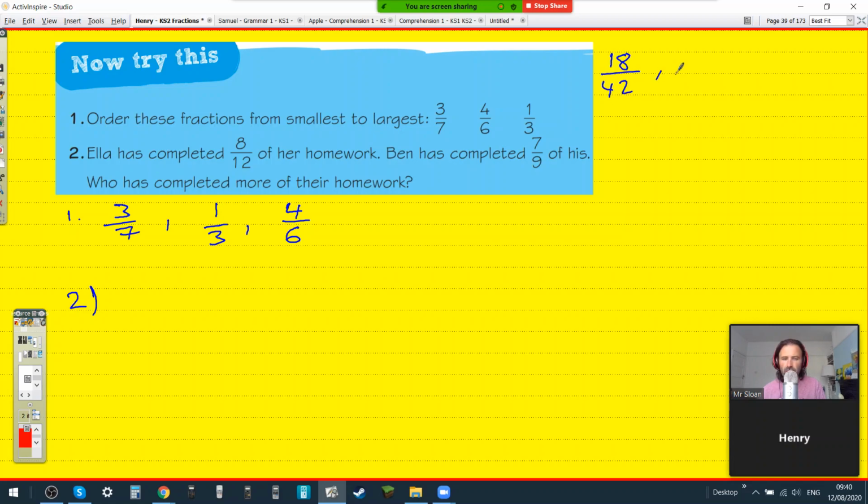Ben has completed more of his homework. And how do you know? Because I kind of did it in one of the simpler, easier ways. So what I did is I looked at basically. Wait. Let me think this out again.